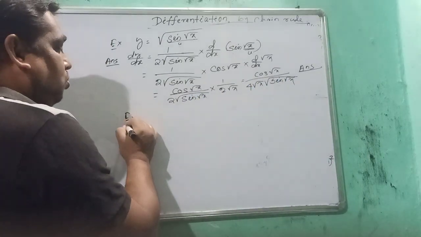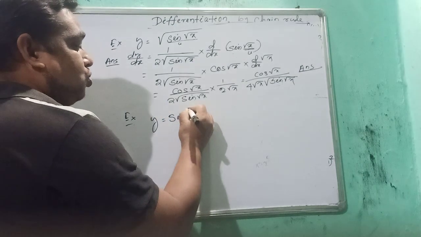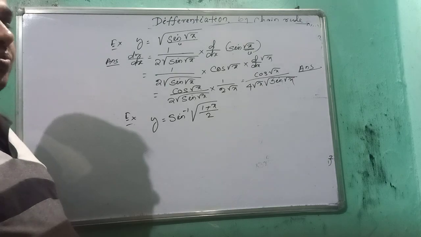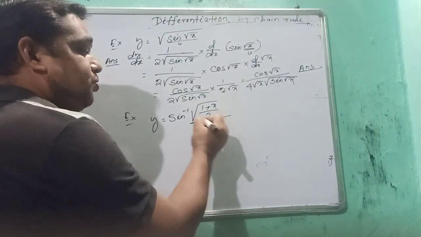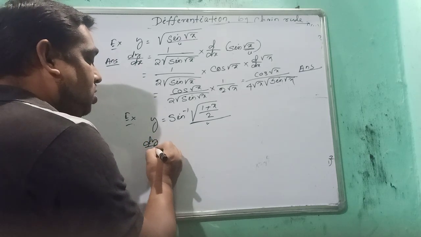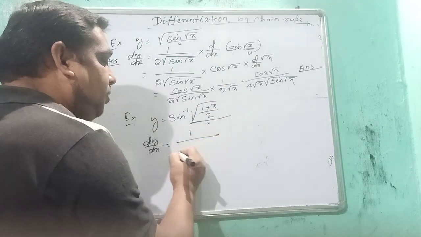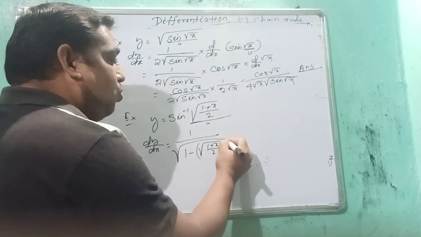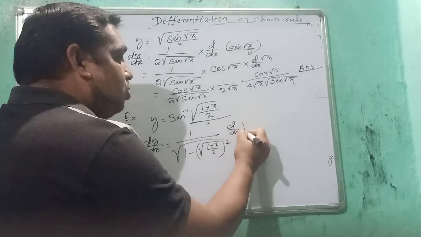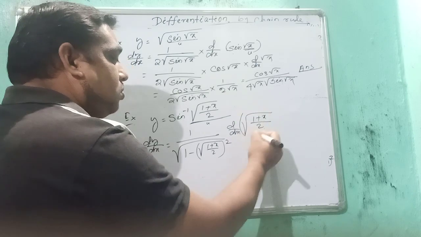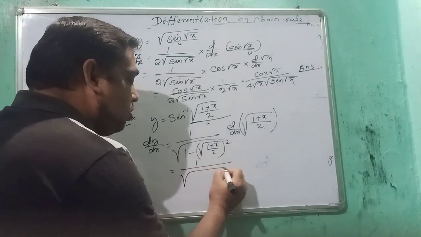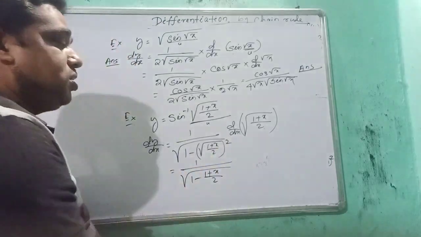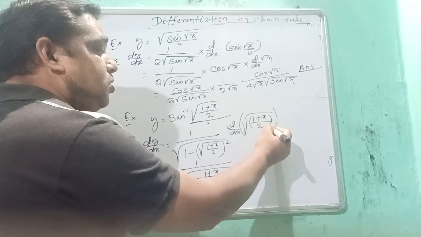Suppose y is equal to sine inverse of square root of (1 plus x) divided by 2. Find dy by dx. Then in this case which one is taken as u first? This function is taken as u. Then what is the value of dy by dx? The derivative of sine inverse u is 1 by square root of 1 minus u square. What is u? Square root of (1 plus x by 2) whole square, into the derivative of square root of (1 plus x by 2). So it is equal to 1 by square root of 1 minus (1 plus x by 2), and you have to take its derivative.